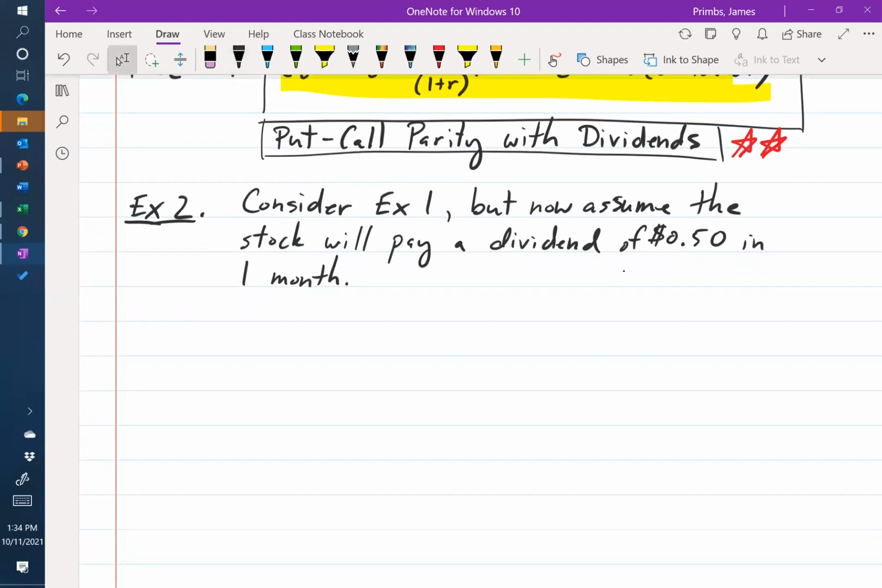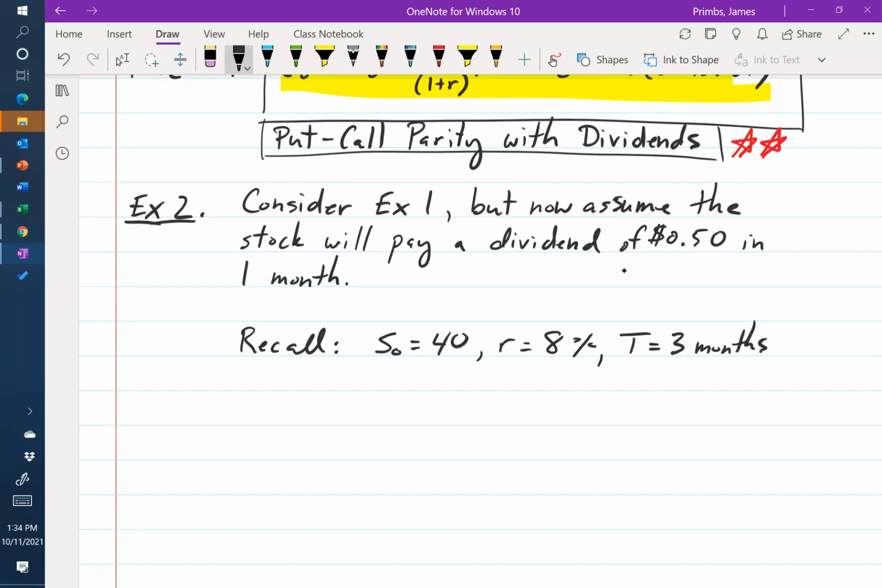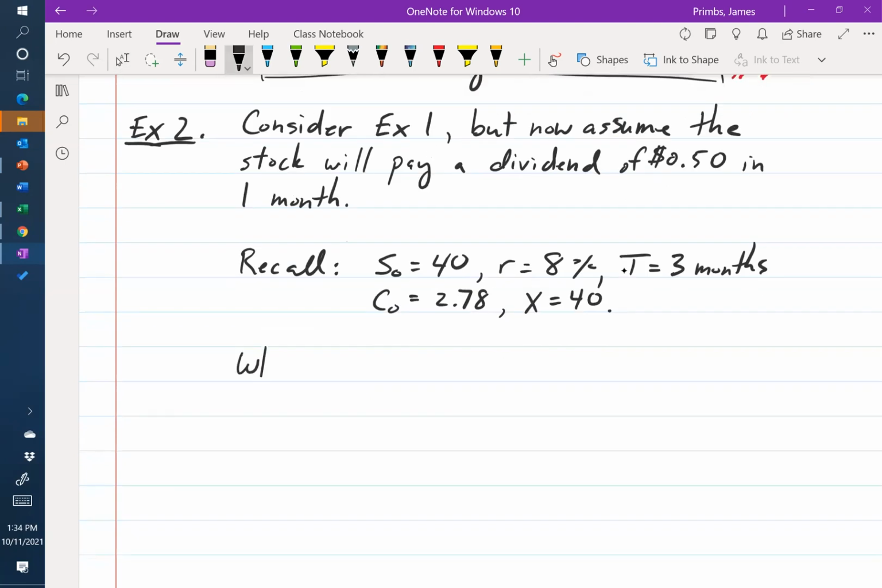I guess I have to look back at example 1, but I have all the numbers down here. So recall from example 1, we had S0 equal to 40. That is, the stock price is currently 40. The risk-free rate was 8%. Time to expiration was 3 months. What else did we have? We had the call premium, which was $2.78. And the strike price was at the money, strike price was 40. Okay. And then the question: what is the put price?